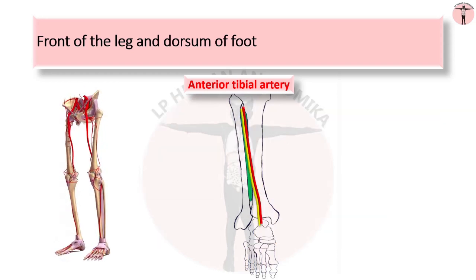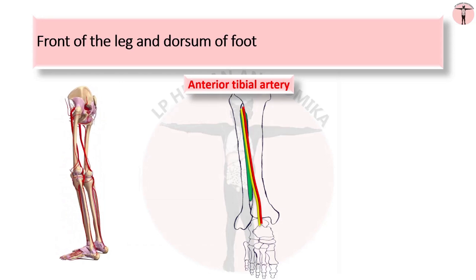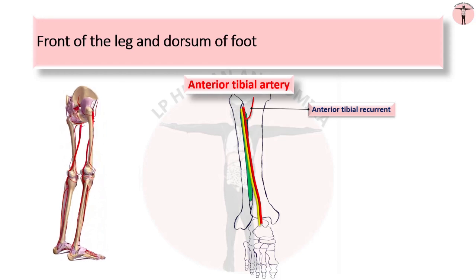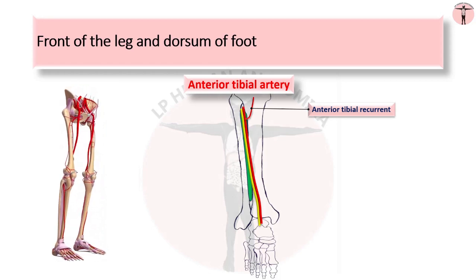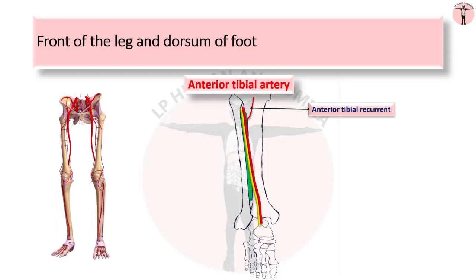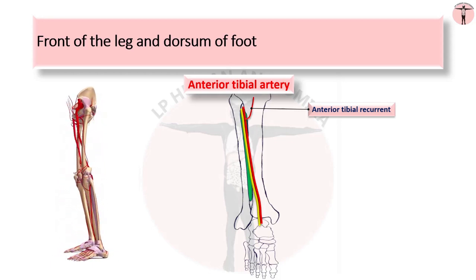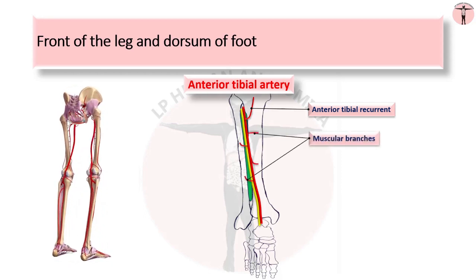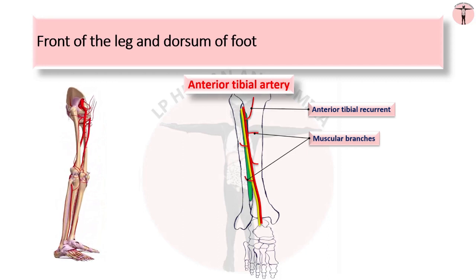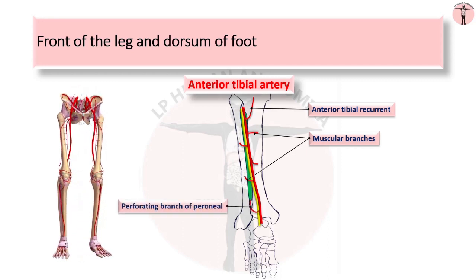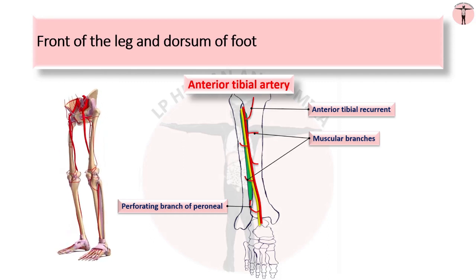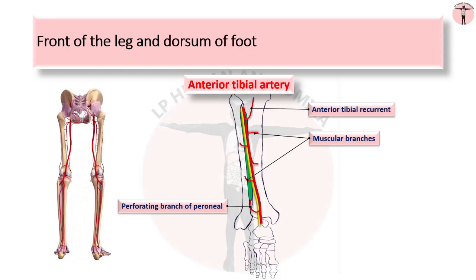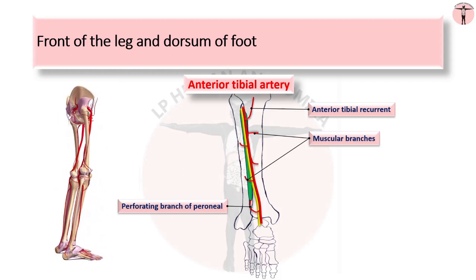The anterior tibial artery gives off the following branches. In the proximal leg, it gives off the anterior tibial recurrent branch, which connects with the anastomotic network of vessels around the knee joint. Along its course, the anterior tibial artery supplies numerous branches to adjacent muscles. Below, it anastomoses with the perforating branch of the fibular or peroneal artery, which passes forward through the lower aspect of the interosseous membrane from the posterior compartment of the leg.